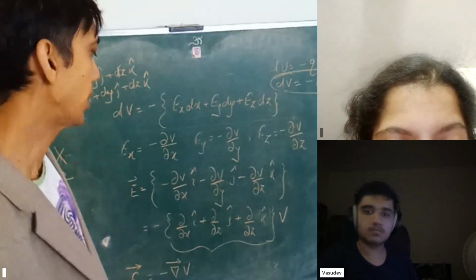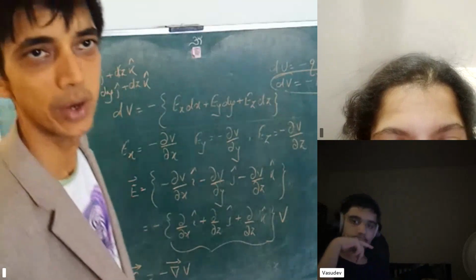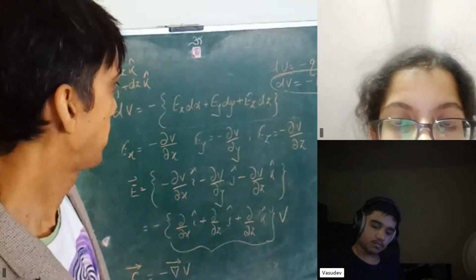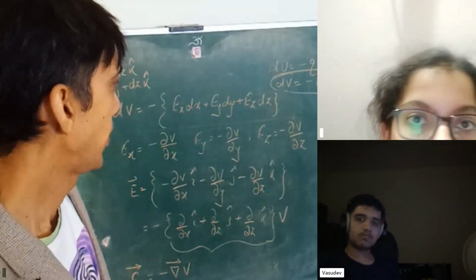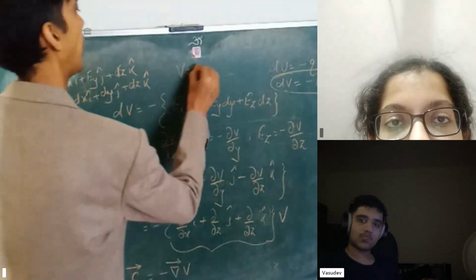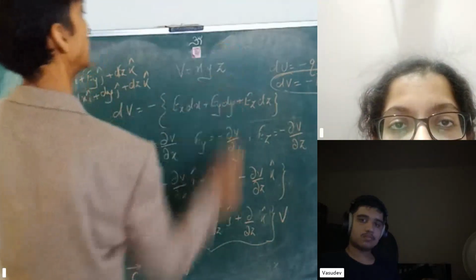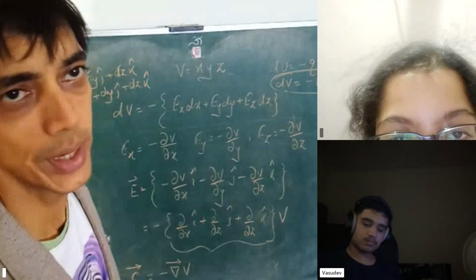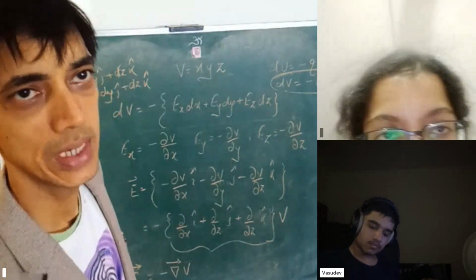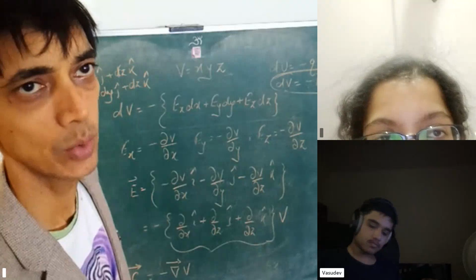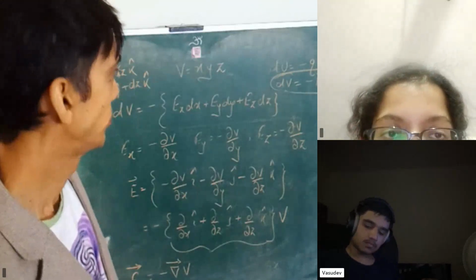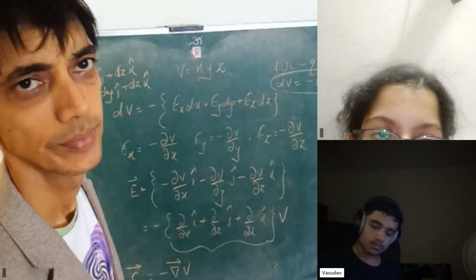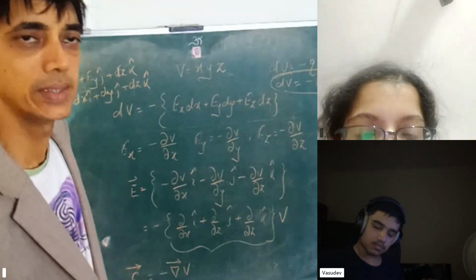To get a better understanding of it, I give you a question from Irodov. Write down. Given V is equal to xyz, find Ex, Ey, Ez at (1, 2, 3).